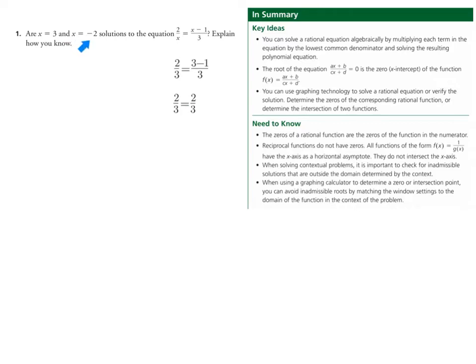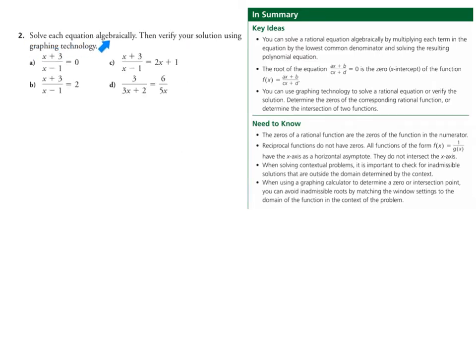If I have x is negative 2, I've got 2 over negative 2. Negative 2 minus 1 is negative 3 over 3. 2 over negative 2 is negative 1. Negative 3 over 3 is negative 1. Negative 1 definitely equals negative 1.